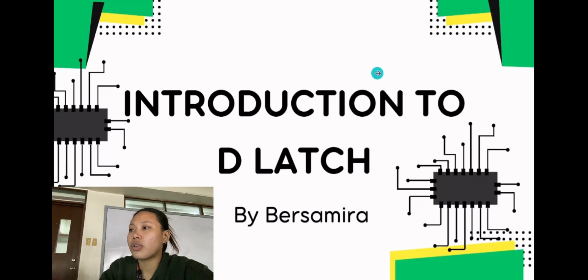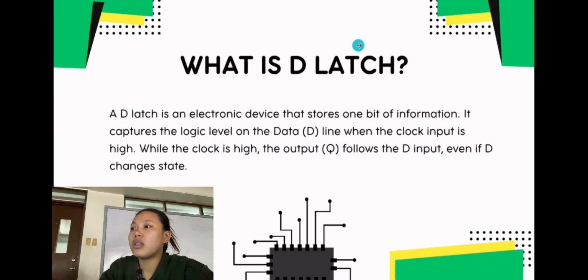Hello, this presentation is about introduction to D latch. So what is a D latch? A D latch is an electronic device that stores one bit of information. It captures the logic level on the data, D, line when the clock input is high. While the clock is high, the output Q follows the D input even if D changes state.